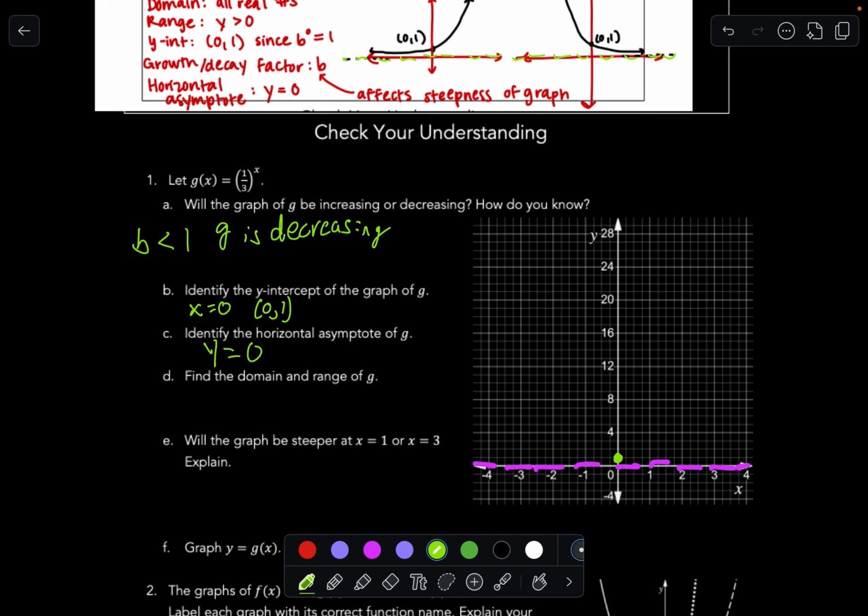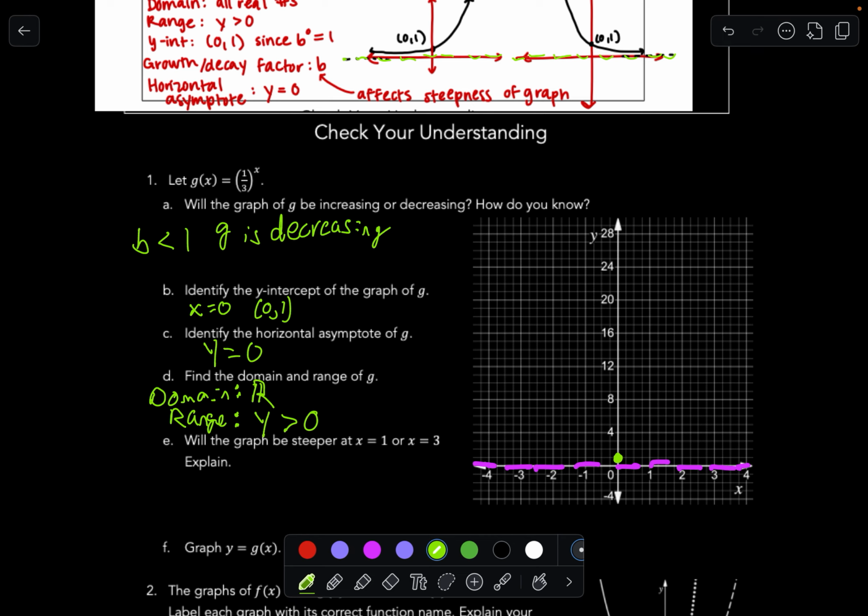Okay, find the domain and range of g. The domain for exponentials is always all real numbers with no exclusions. The range, though, is restricted. The range is y is greater than 0. Notice I don't say greater than or equal to, because it can never equal 0, because y equals 0 is a horizontal asymptote.